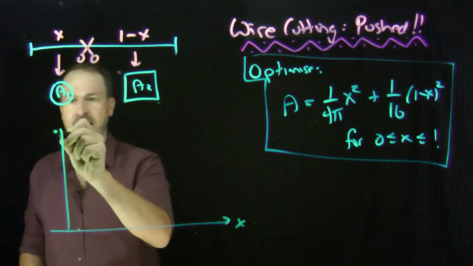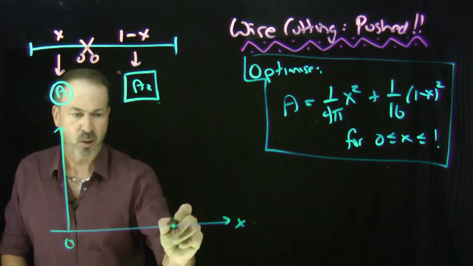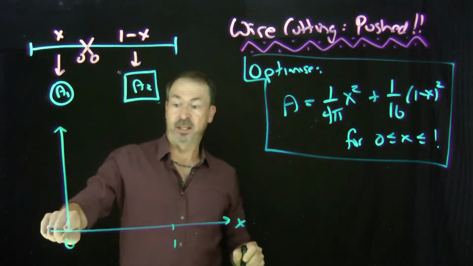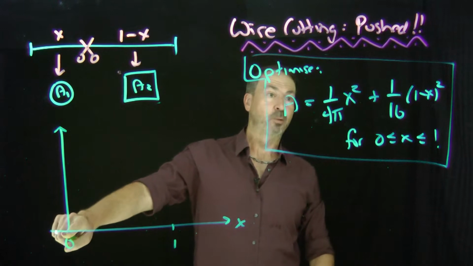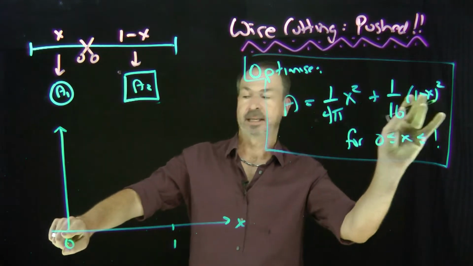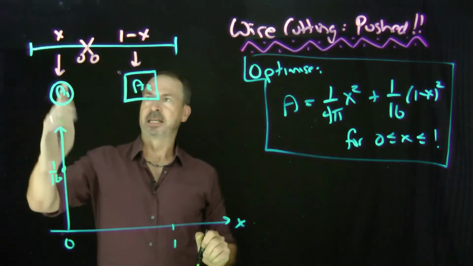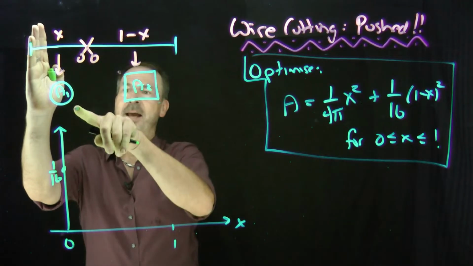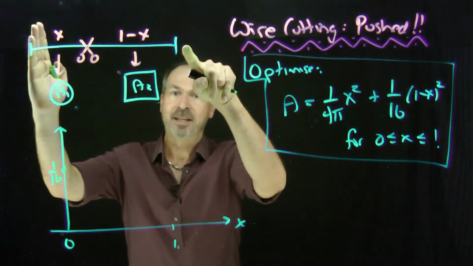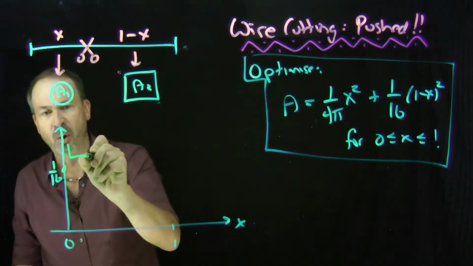So here's the x-axis. We're going for x between 0 and 1. In fact, let's look at this extreme. x equals 0. When x equals 0, that vanishes and I'll get 1/16. But what does that mean physically? If x is 0, it means don't use any wire to make a circle, use all the wire to make a square. So this is coming from using all the wire to make a square.